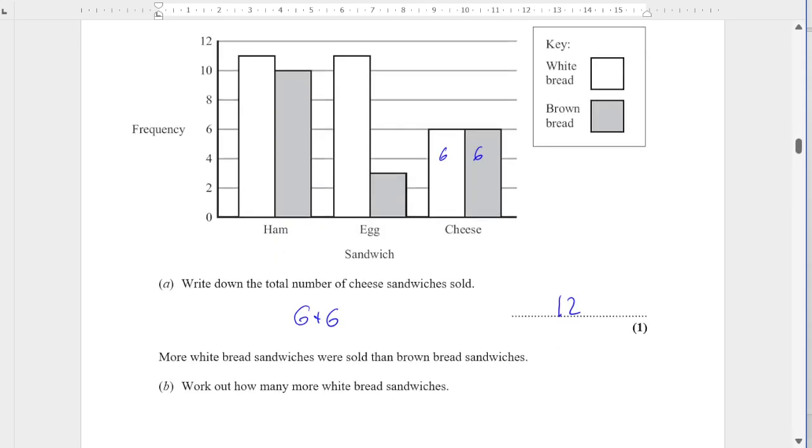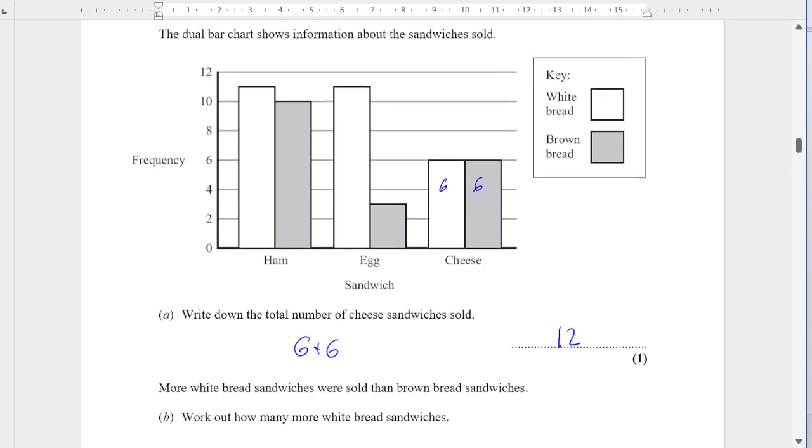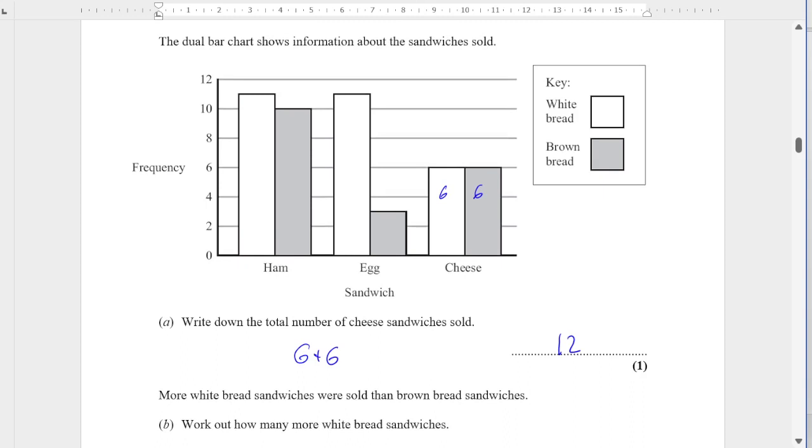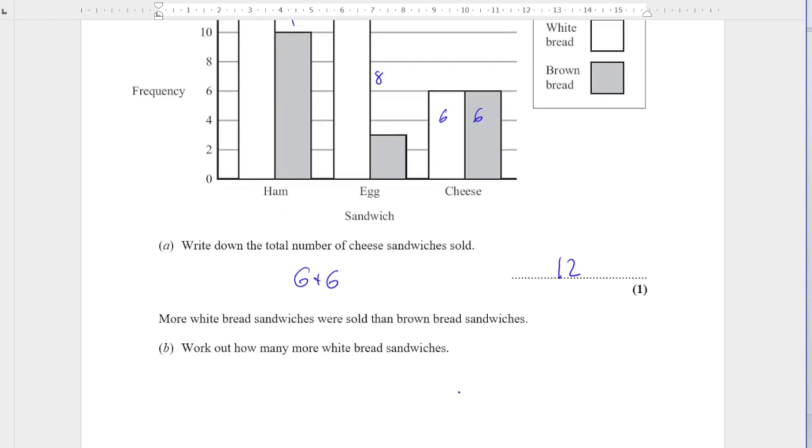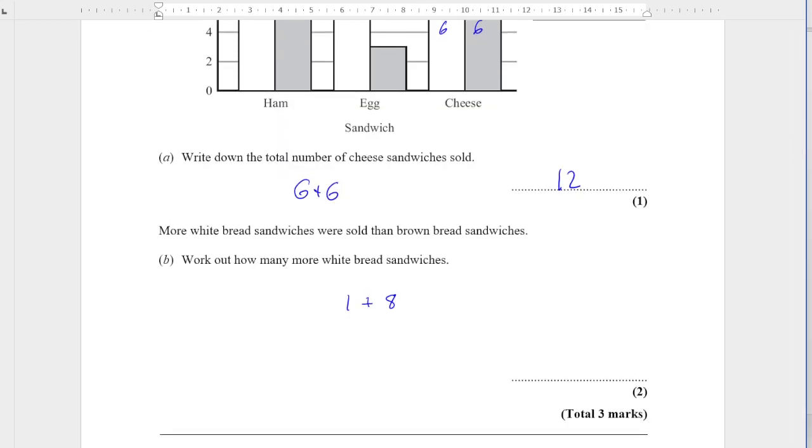More white bread sandwiches were sold than brown bread sandwiches. Work out how many more. So I'm just going to do differences. So there's a difference of 1 there. There's a difference of 3 to 11. So there's a difference of 8 there. So we've got 1 plus 8. So we've got 9. And we could have worked out total number of white, total number of brown, and then subtracted them. But looking at the differences is just a quicker way of doing it.